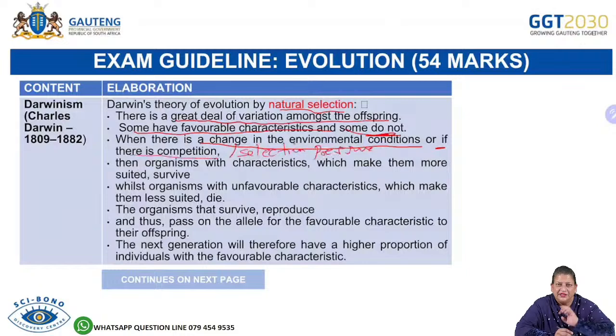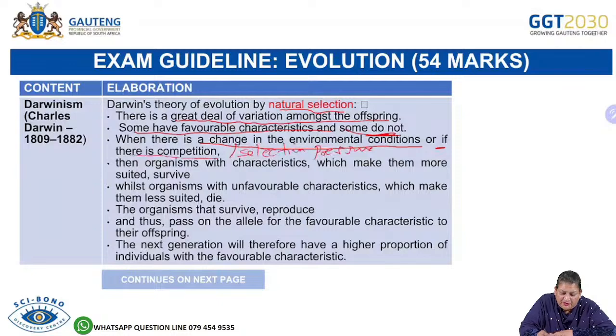He said there's a great deal of variation in the offspring of a population. Some of them have favorable characteristics and others do not. Now, while they're living in a certain place, remember the environment is going to change. Because of the changing environment, it's going to put some pressure on those offspring. There could be competition, there could be predation, there could be changes in the diet and changes in the temperature. So the conditions of the environment or competition will add pressure to this population, okay?